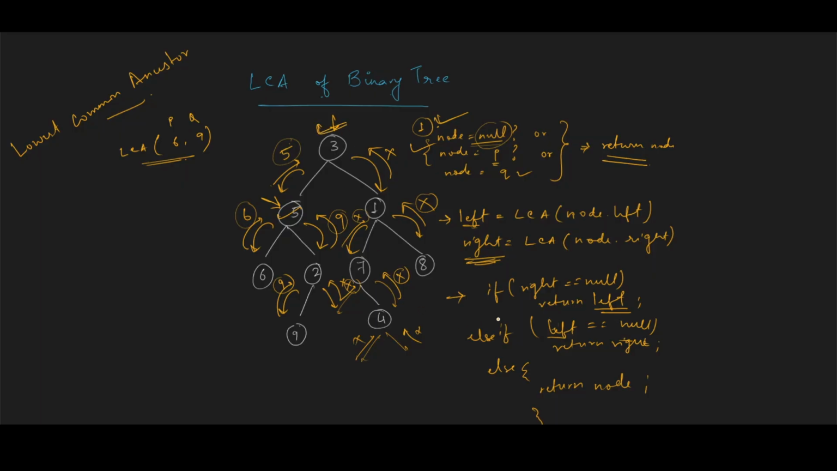Now we are at 3. So tell me what condition will be satisfied? 3 got a 5 from left and 3 got a null from right, so this is the condition that is satisfied. So right is null, right? In that case it will simply return 5. It will return whatever it got from the left child, right? So 5 is our answer. This is the algorithm. Now let us look at the code.